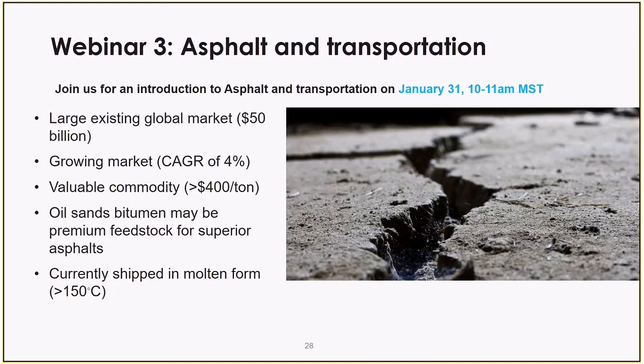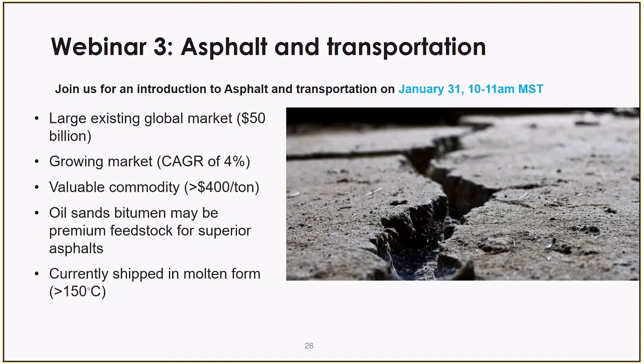Asphalt is a large global market. It's a growing market. It's something we're going to need into the future regardless. We're always going to be driving vehicles on roads. And so really, this is an area that is of strong interest to the Bitumen Beyond Combustion program because we believe that oil sands bitumen could be a premium feedstock for superior asphalts. So that's one area of interest for us that we're going to discuss in the next webinar.